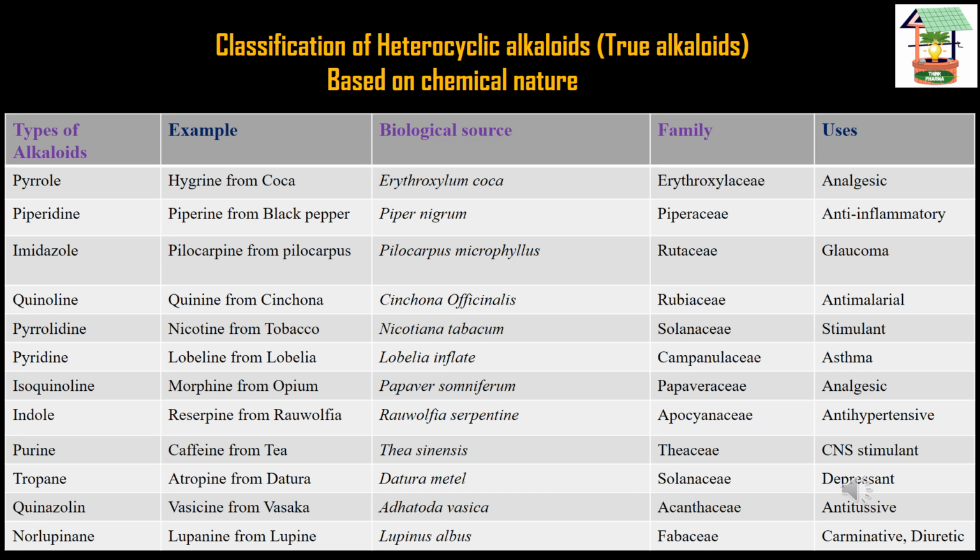These are very important for competitive exams. In competitive exams they will ask, for example, pyrrole alkaloid is an example of which family, or what is the biological source of this alkaloid, like that they will ask. So we should show more interest and importance in studying all these types of alkaloids and their biological sources, examples and family. All these things are very important.